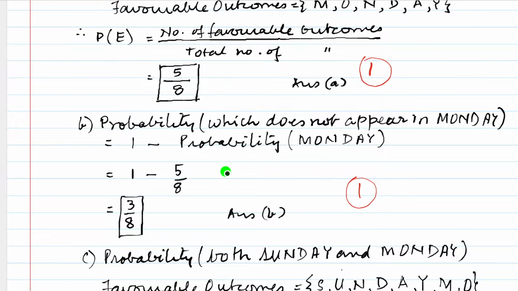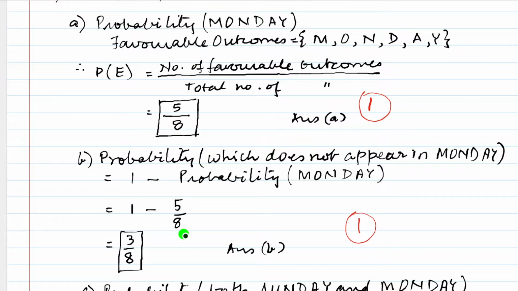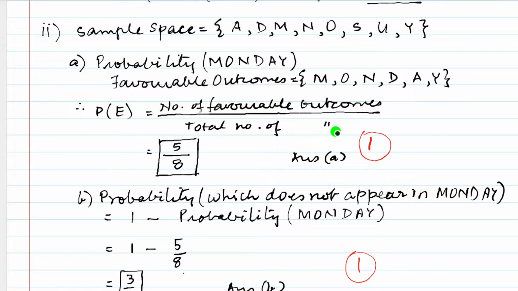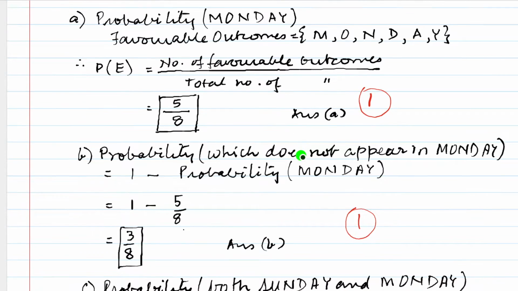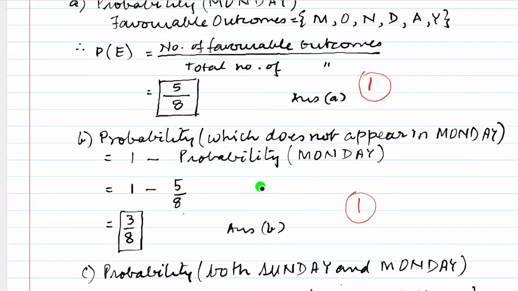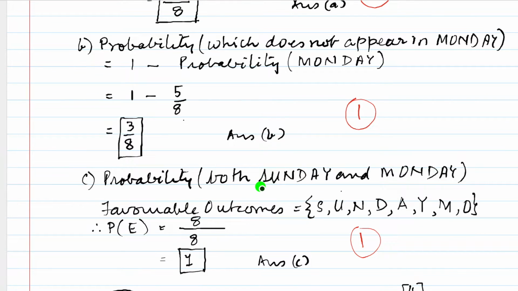B asks us to find probability which does not exist in Monday, which means it will be 1 minus probability Monday. So 1 minus 5 upon 8, that is 3 upon 8. Now if you can check back, the ones which are not in Monday are S, U and Y. So that is again 3 upon 8. You can write it the other way also.